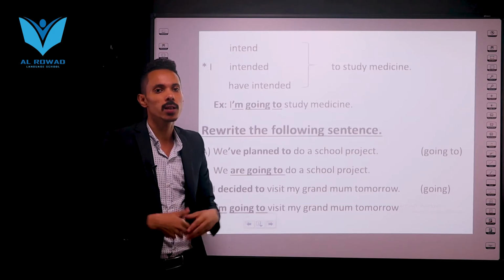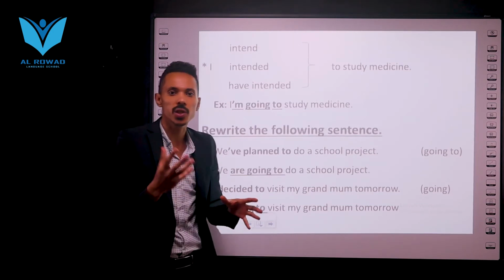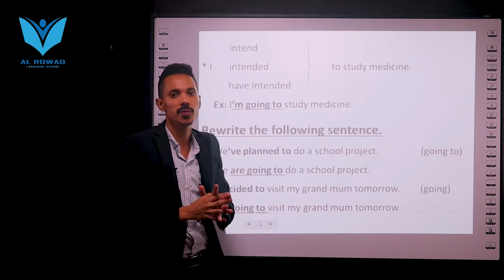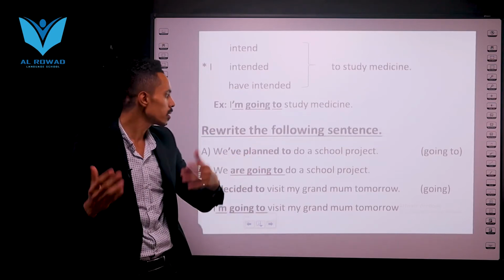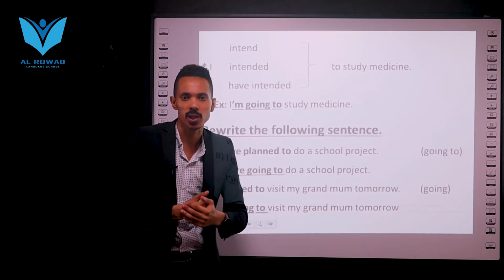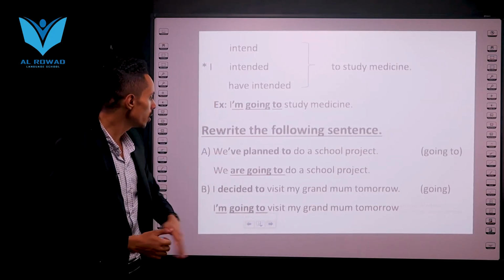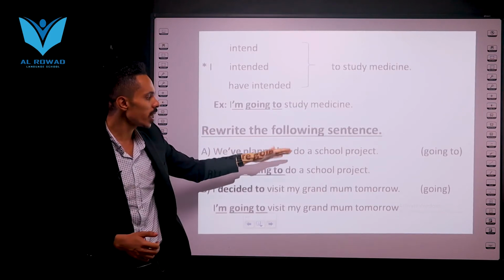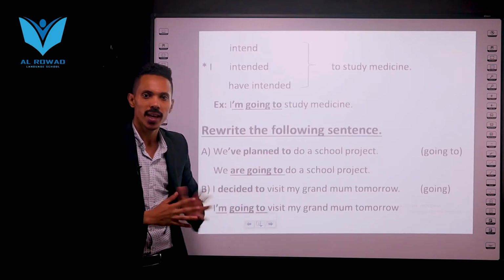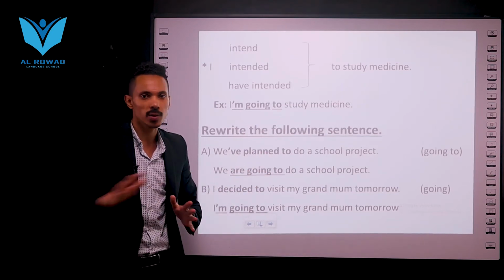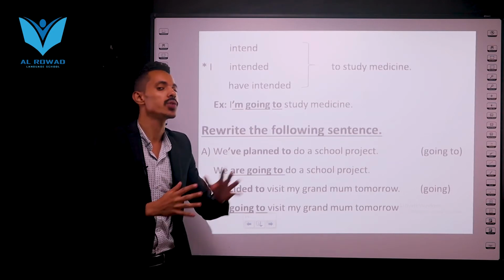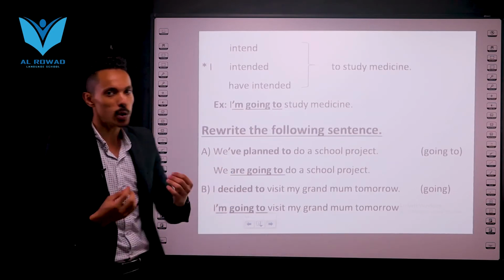The second way is "I'm going to, he is going to, we are going to" plus the same infinitive verb to talk about future plans. So for the rewrite questions, we have two examples here. The second one: we have planned to do a school project. Is it a future fact? No. Is it a prediction without any evidence? We are not sure about it? No. Here it's a future plan.